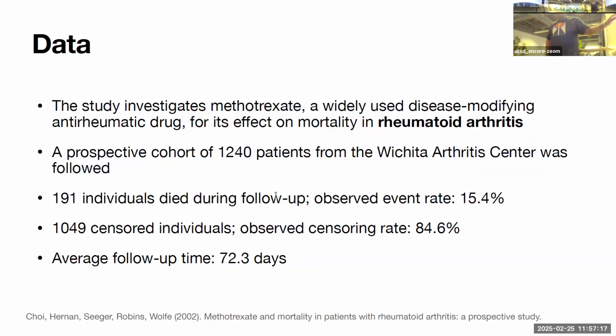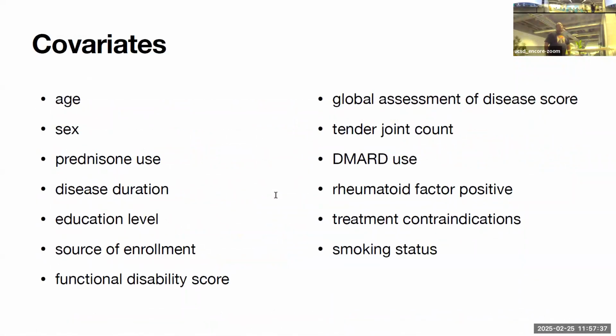191 individuals experienced the event prior to the end of follow-up. 1,049 individuals were censored, and they were censored during the follow-up or at the end of follow-up. It's a combination of both. And the average follow-up time was approximately a little over 2 months. Here are some of the covariates. There was a much richer set of covariates. I'm just mentioning the most common ones here.